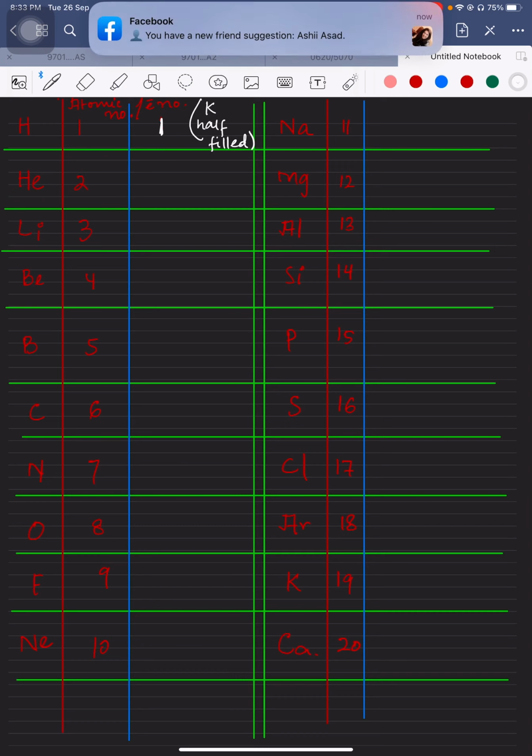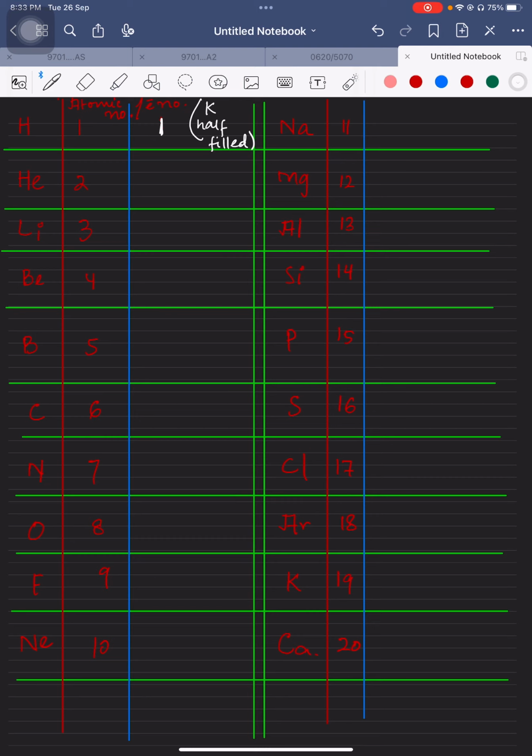Now move to helium, that is number 2. So helium has how many electrons? Two electrons, and we have filled them in the K shell. I'm going to make a star over here. Why? Because K is completely filled. So here I'm mentioning it with another shade. And this is helium. Why is it with another shade? Because it has two electrons, and K is filled.